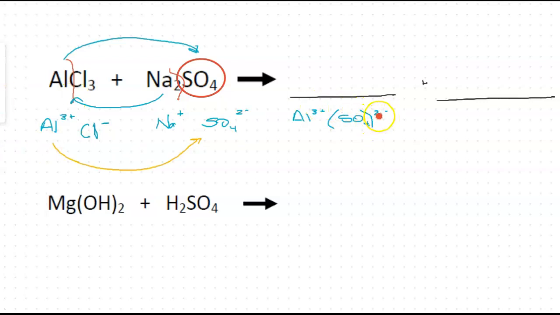This is the same thing we practiced for weeks and weeks. The 2 comes down here, and the 3 comes down here. So my new product in the blank is going to be Al2(SO4)3, with a 3 outside the parentheses. So we crisscross those and then we reduce them.